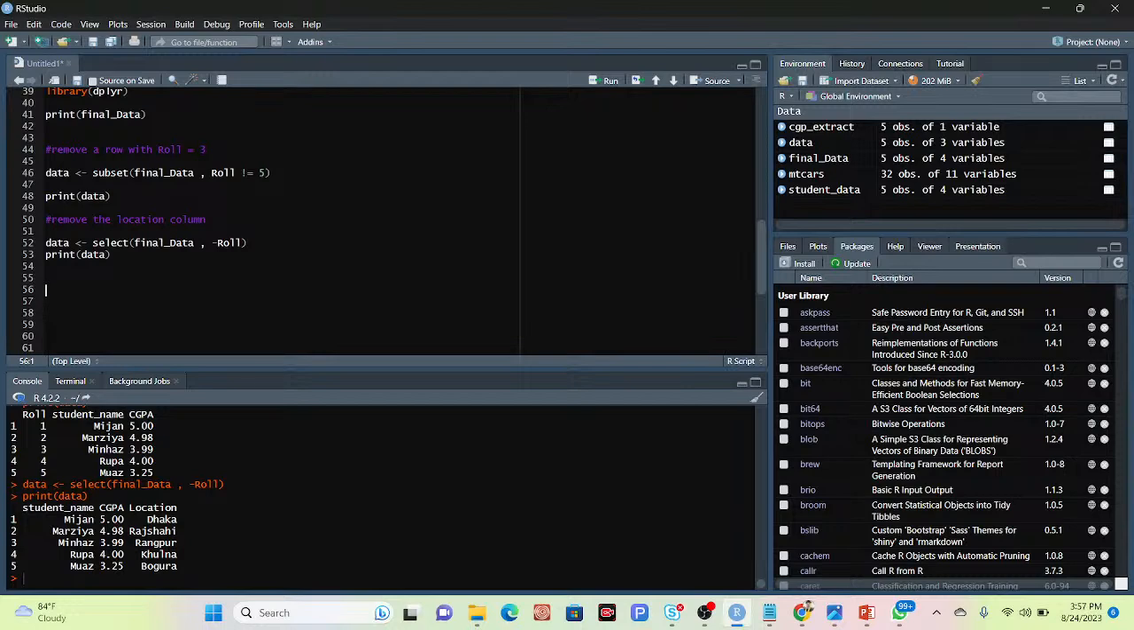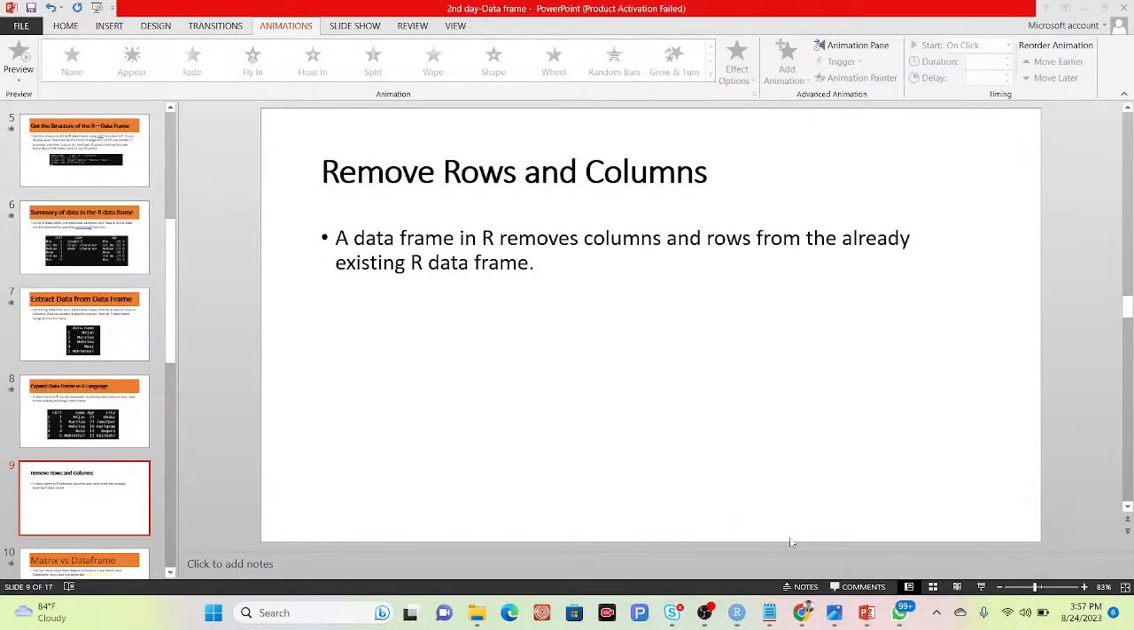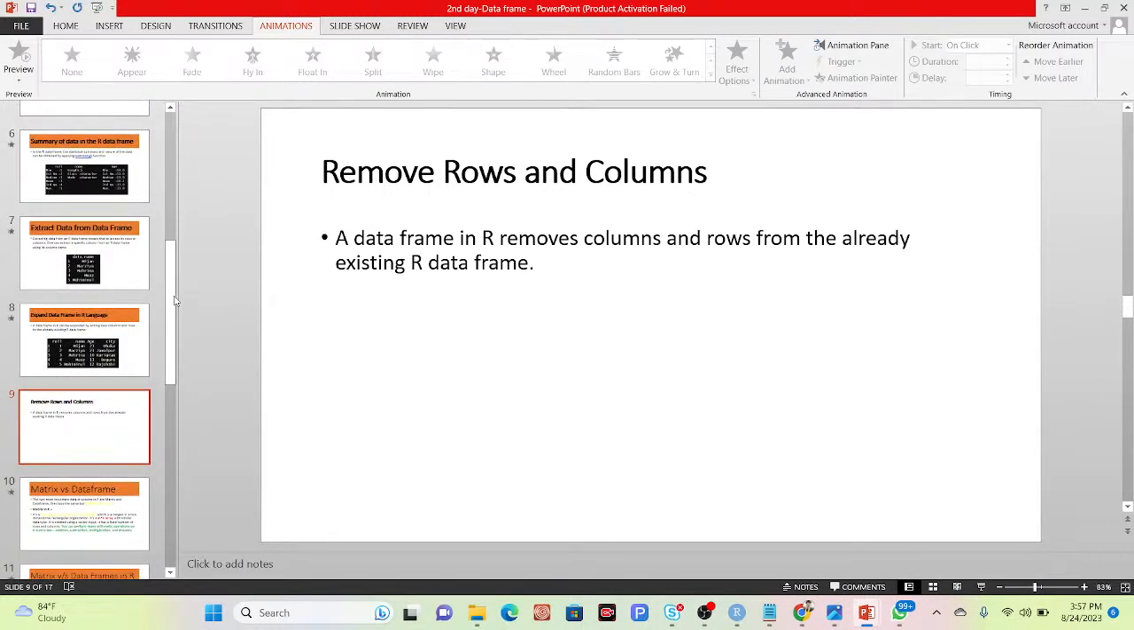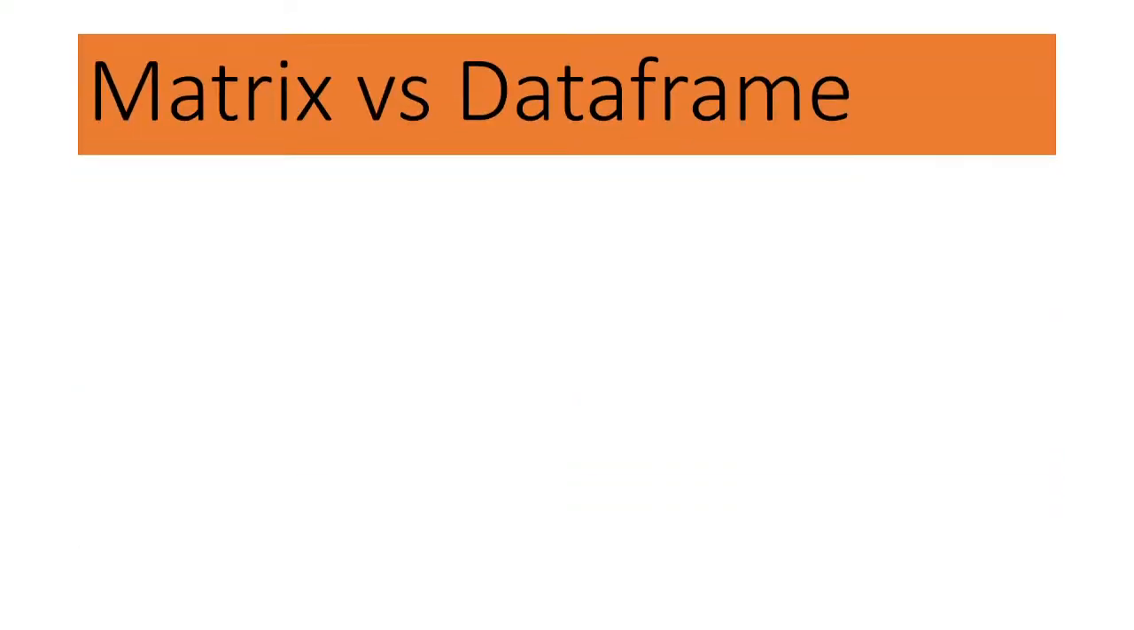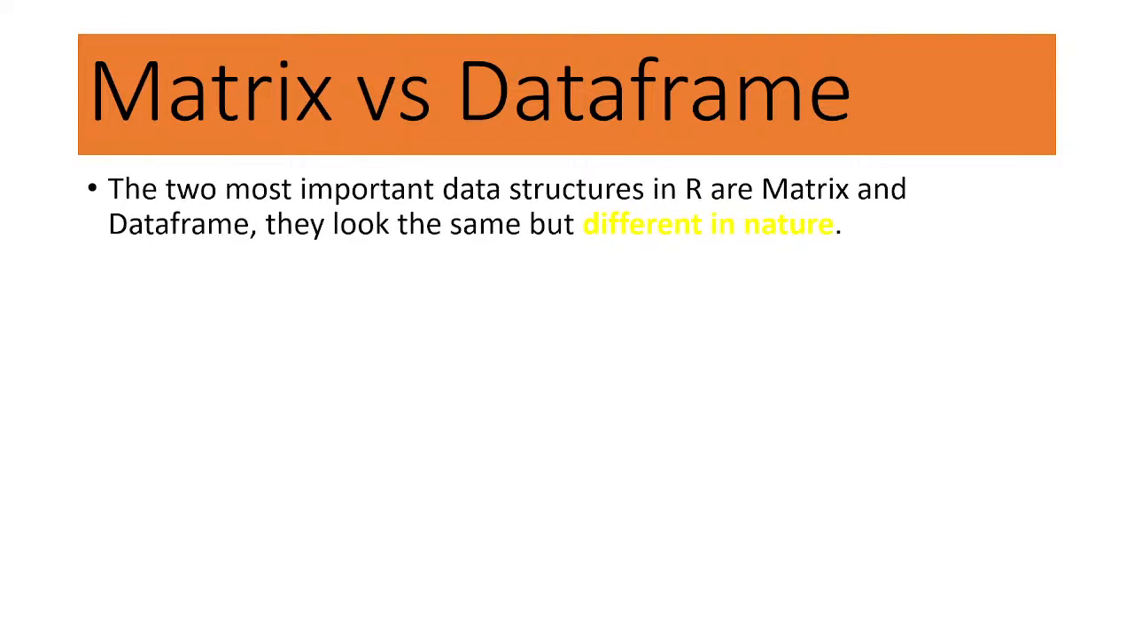Okay, so let's discuss one by one. I simply go to my slide. So we talked about removing rows and columns. This time we talk about the matrix and data frame. What is the matrix and what is the data frame? Matrix and data frame are the two most important data structures in R programming language. They look the same, but they have some different nature.